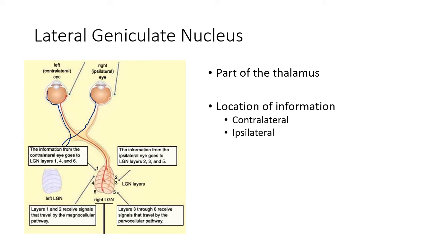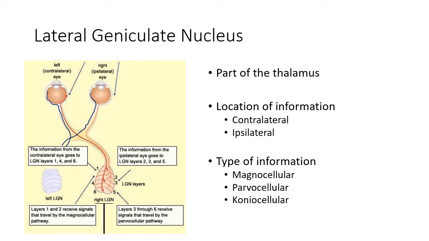And then the pathways going through here, you could look at the magnocellular, which is looking at the big picture. This is layers 1 and 2. The parvocellular is going to be layers 3, 4, 5, and 6, and this is going to look at fine details and color vision, specifically from the red and green cones.